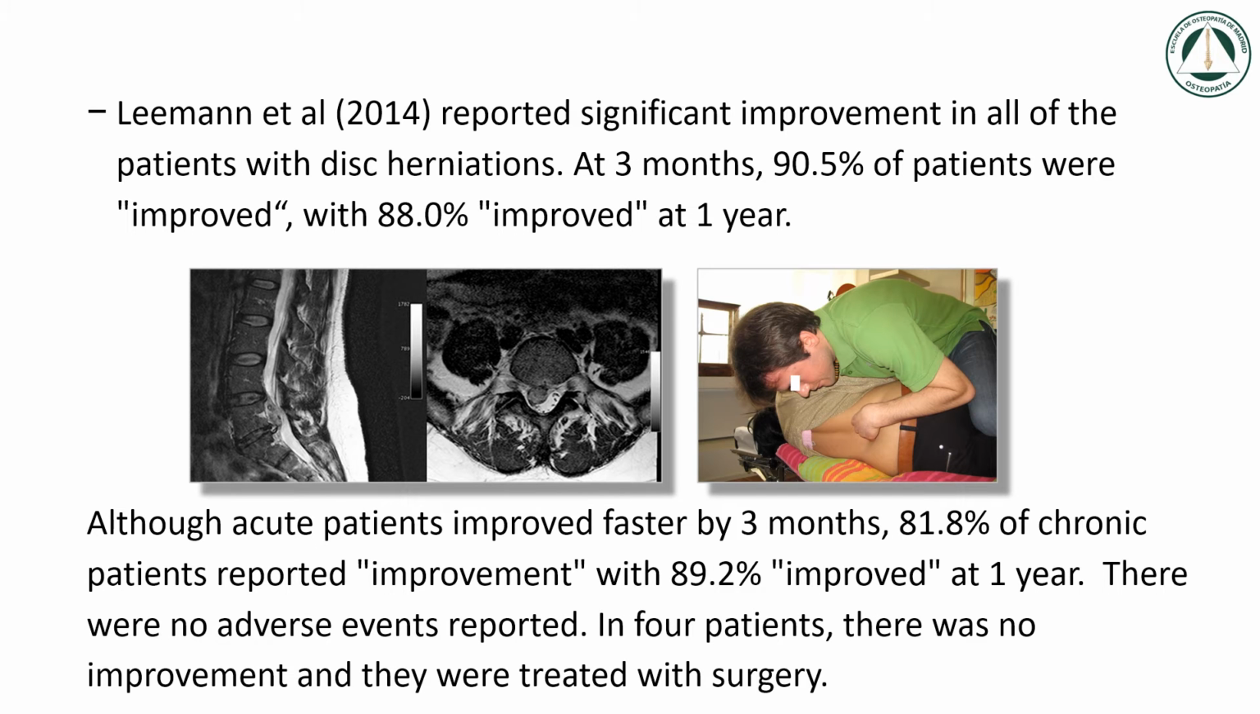Leemann et al., 2014, reported significant improvement in all of the patients with disc herniations. At 3 months, 90.5% of patients were improved, with 88.0% improved at 1 year. Although acute patients improved faster by 3 months, 81.8% of chronic patients reported improvement, with 89.2% improved at 1 year. There were no adverse events reported. In 4 patients, there was no improvement, and they were treated with surgery.